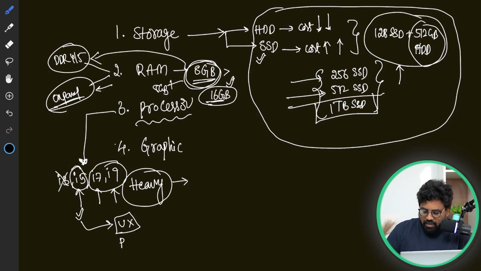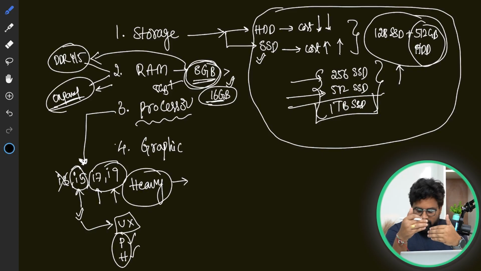You can choose P or H. P for programs and H for heavy usage. So U means under usage, like you can't use it for heavy work, right? Simply remember like that: never choose U, go with P and H.